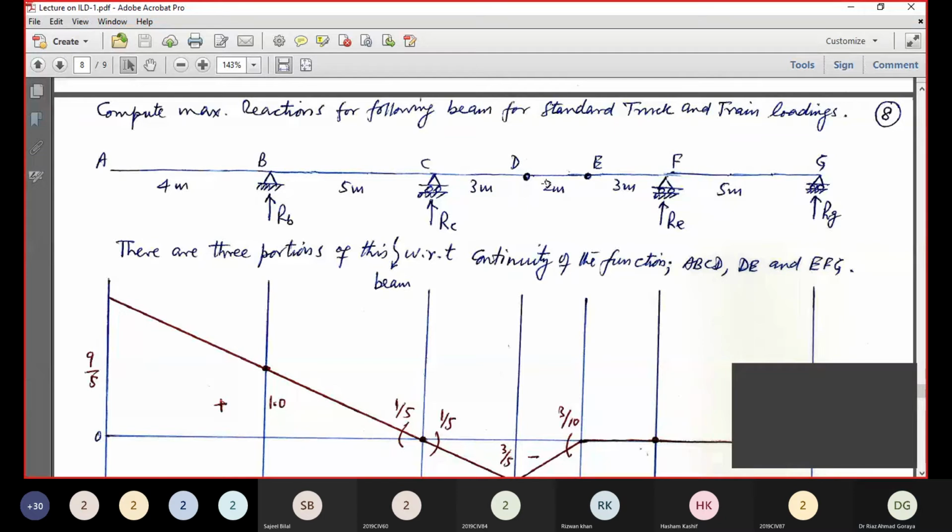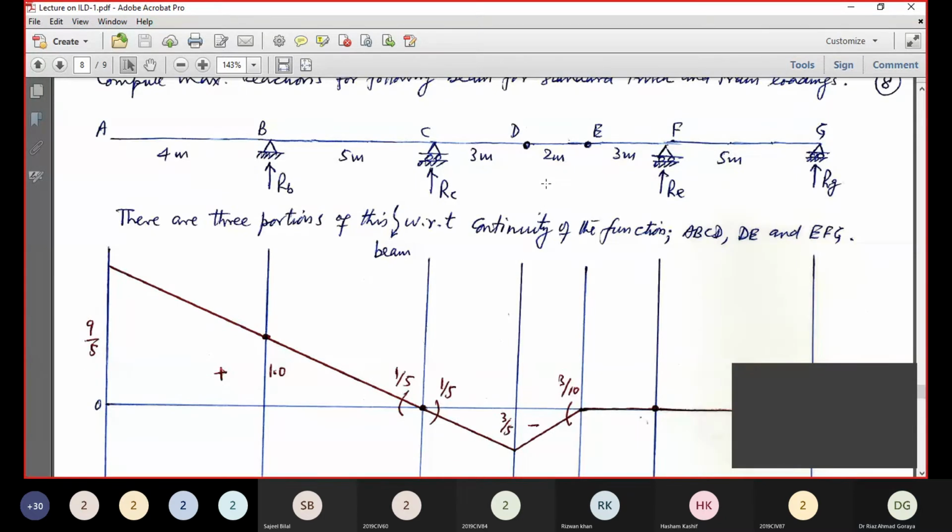So method of key points or principle of virtual displacement. Now this is RA, for this is the ILD for RB, giving a unit positive displacement at B and 0 at all other supports.